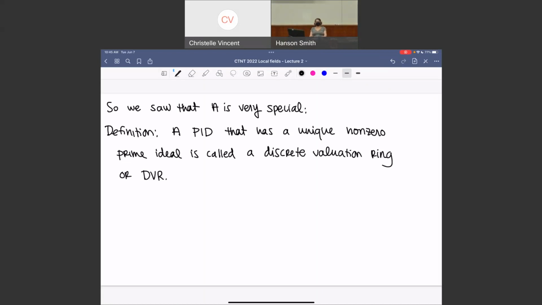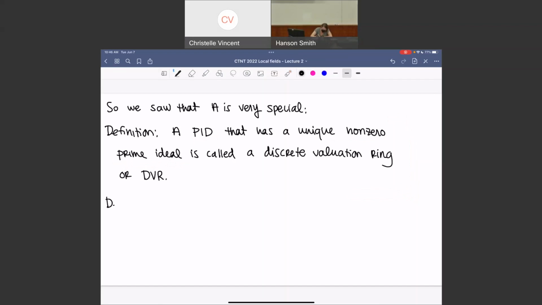Okay, so we see that if you start from a discretely valued field, then the valuation ring inside of it will be a discrete valuation ring, according to this definition, which actually has no valuation in it. But the unique non-zero prime ideal is what tells you the valuation. In a PID, every element can be factored into irreducibles. So if you have a unique non-zero prime ideal, this means that up to unit you have a unique irreducible element. That gives you your pi, and then you can get going with that.